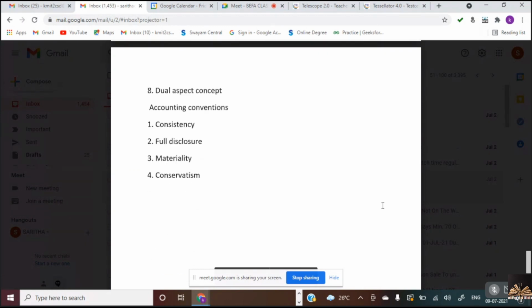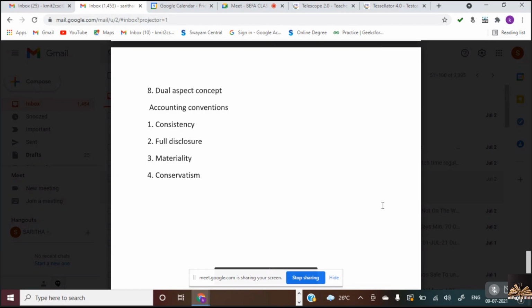There are 4 accounting conventions. Is it clear? Yes, ma'am. First one is the convention of consistency. So listen carefully. Consistency means that each and every method that we follow should be followed for a consistent period of time, say at least 5 years. We should not frequently change the methods of preparation of accounts. For example, there are 2 methods of preparation of accounts, accrual method and cash method.